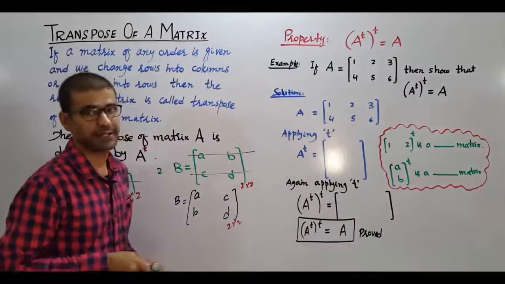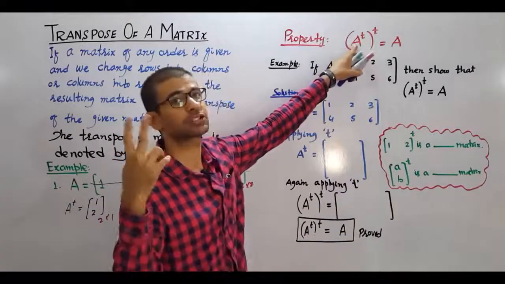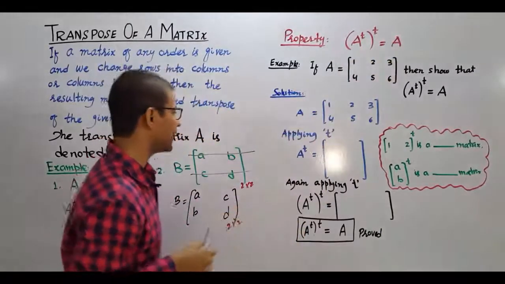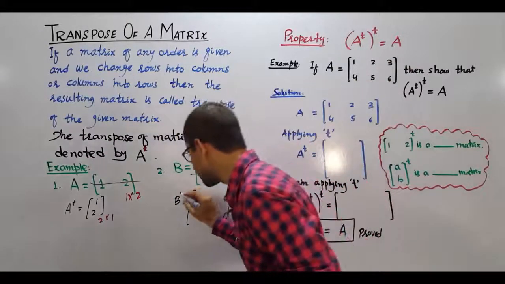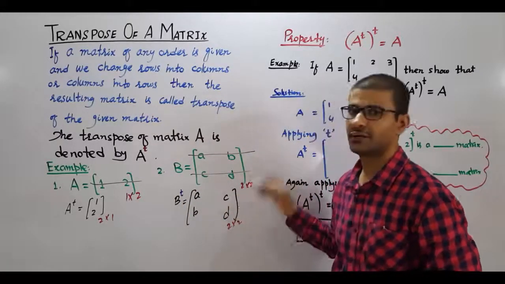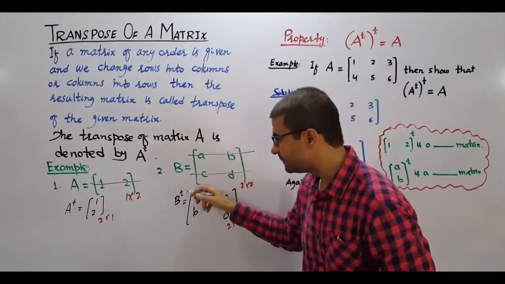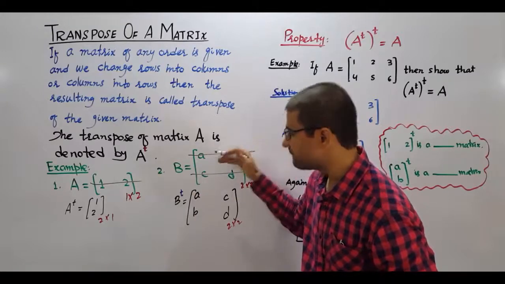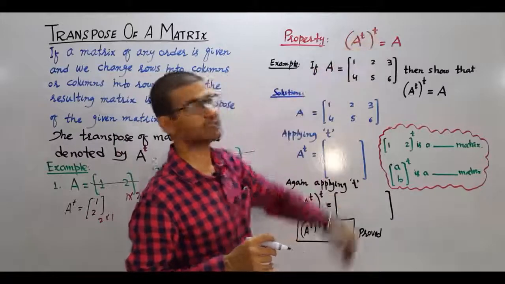Now students, we have the property: A transpose to the whole transpose. If we take the transpose of a matrix 2 times, then we get the original matrix. If we take the first transpose, matrix B is A, B, C, D, but its transpose B transpose is A, C, B, D. It will change. But if we take the transpose of B transpose again, then we will get the same matrix. We will get B. Now notice here, A transpose to the whole transpose is equal to A.